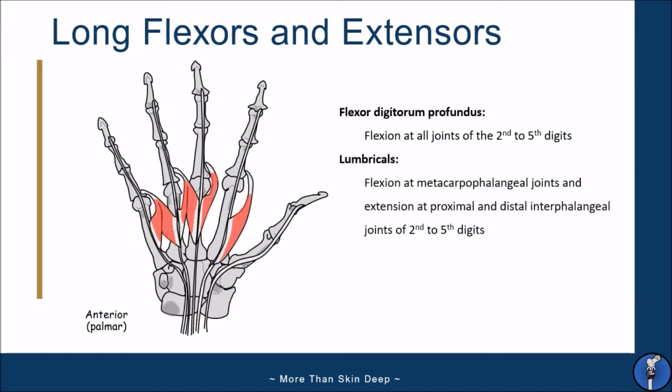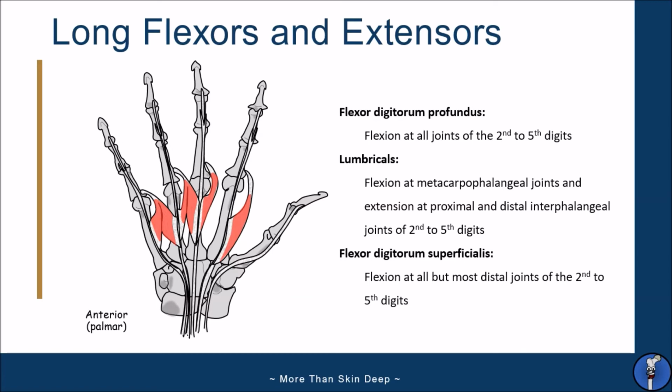Originating from the sides of the tendons of FDP are the lumbrical muscles. The medial 2 are bipennate and the lateral 2 are unipennate. They pass dorsally to insert into the extensor hoods of the 4 fingers and contribute to flexion and extension.